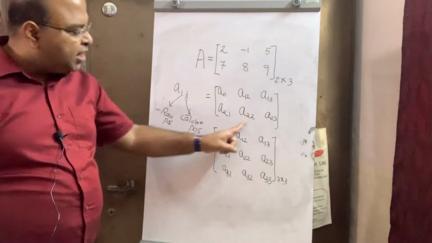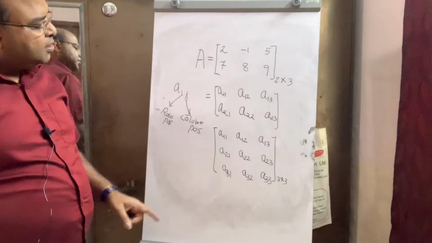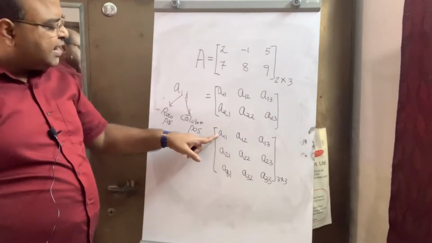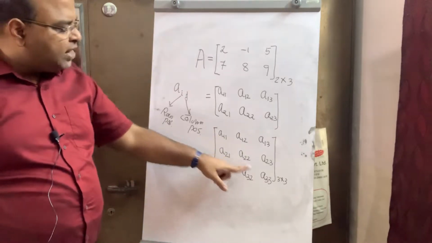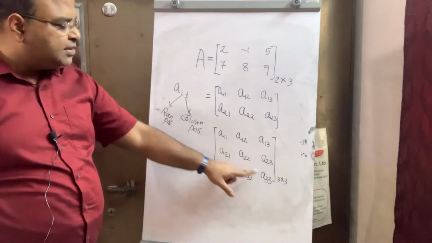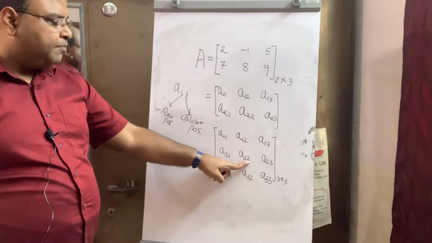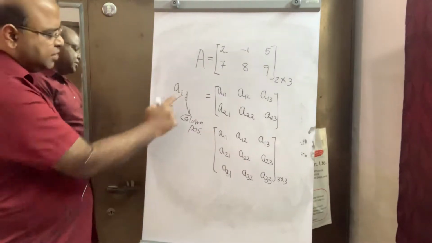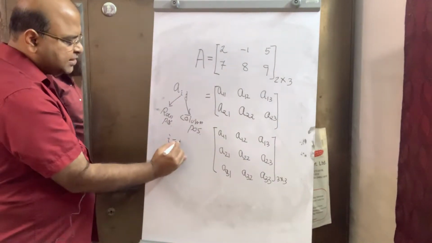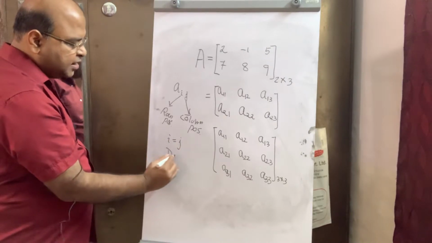Now in this coordinate positioning form, you see there are some elements like a11, a22, a33. For these three elements, their i and j suffixes are equal, they are the same. So such elements aij, for which i and j are the same, are known as the diagonal elements.